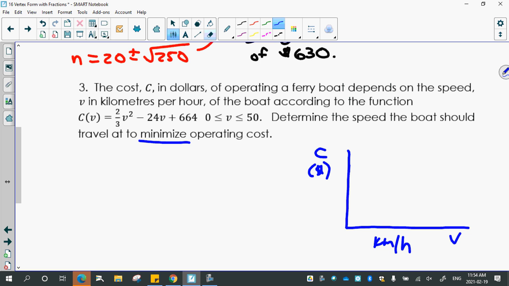And I've got a positive A value, so I know I've got a normal U shape. I know my y-intercept is at 664, and I know I'm a smiley face and not a frown because the A value is positive. Okay? Everyone buy everything so far? Okay. So now we've got to put it in vertex form to figure out the speed the boat should travel at to minimize the cost.